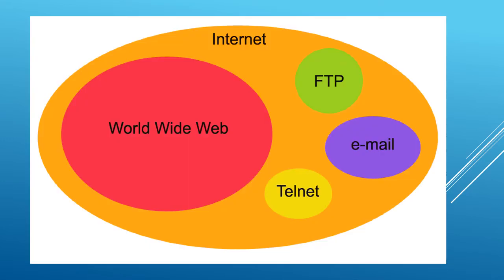WWW is a part of the Internet. It is a subset of the Internet. The Internet is an arrangement of software and hardware, both along with many resources, whereas WWW works only with a web browser that can read HTML files.